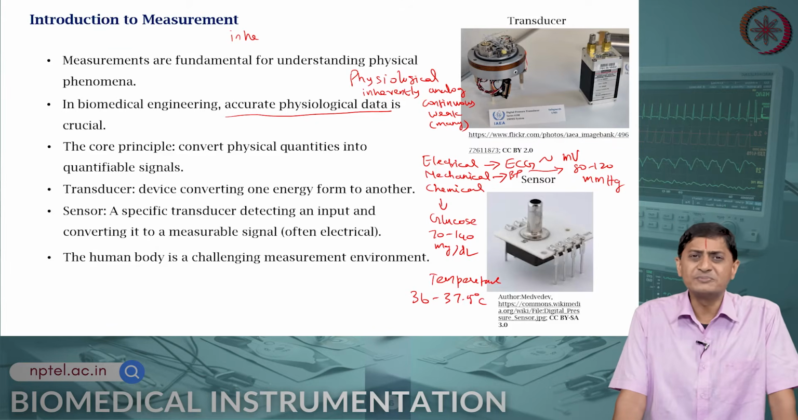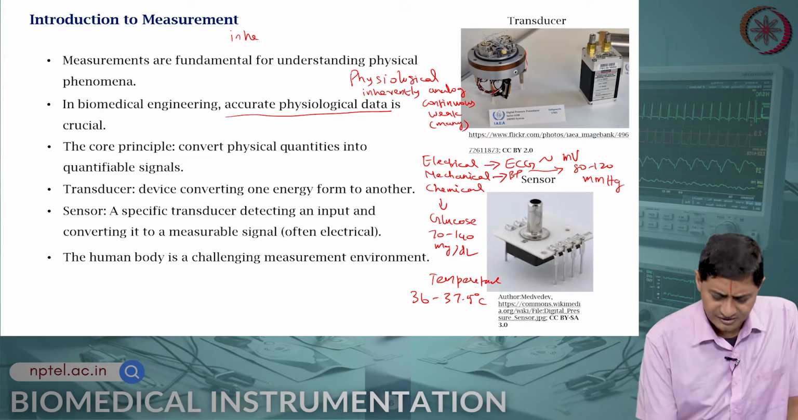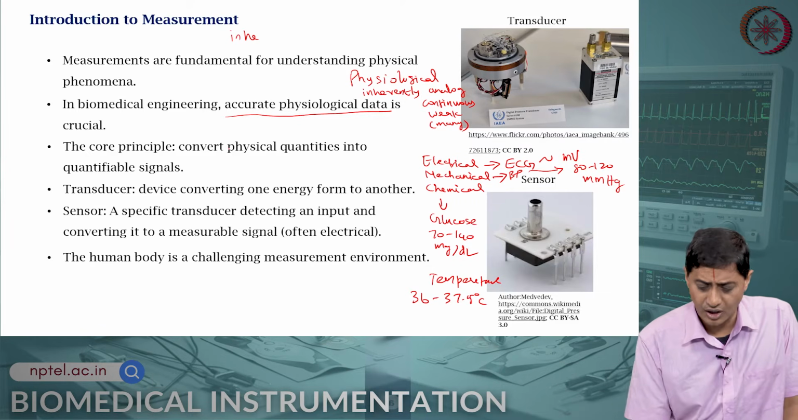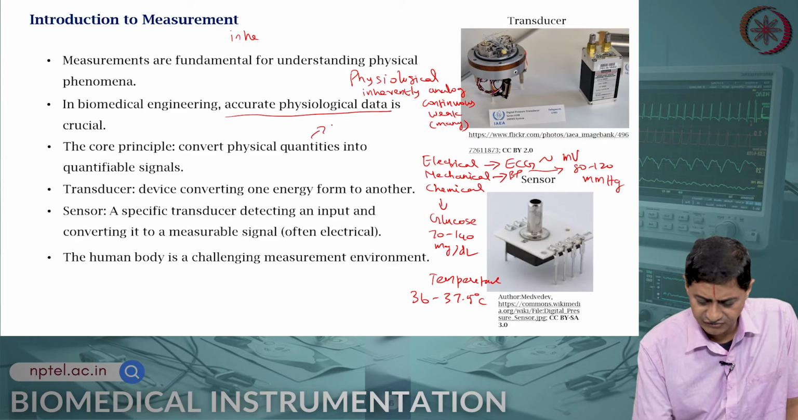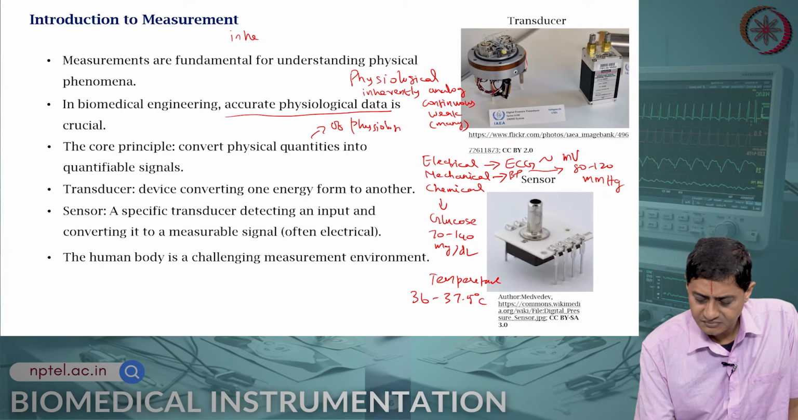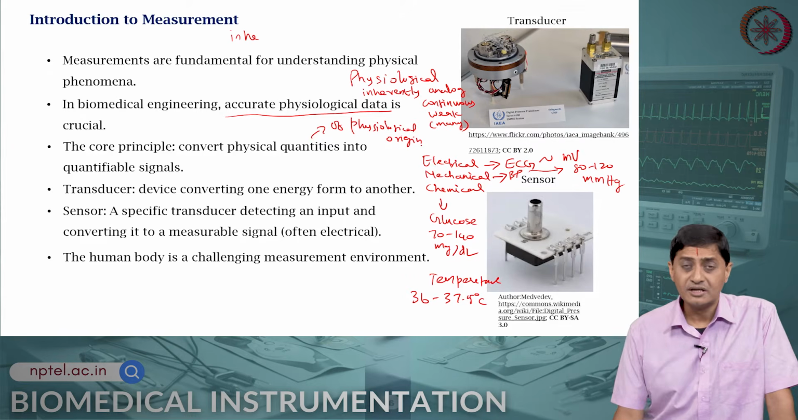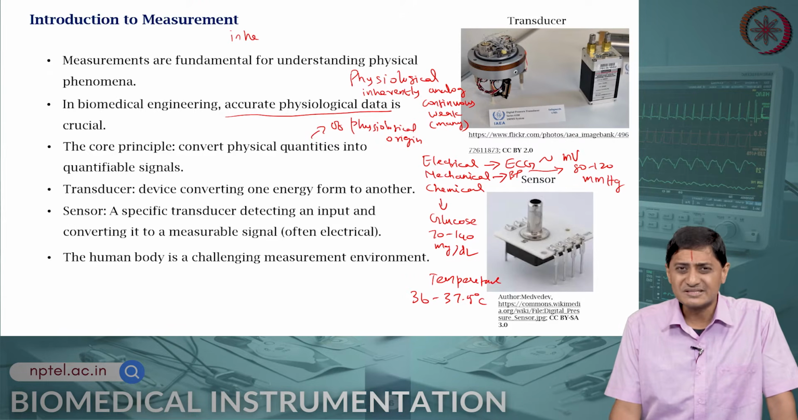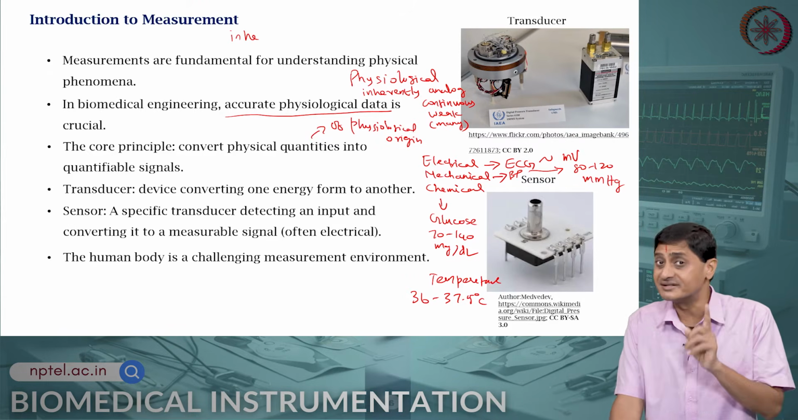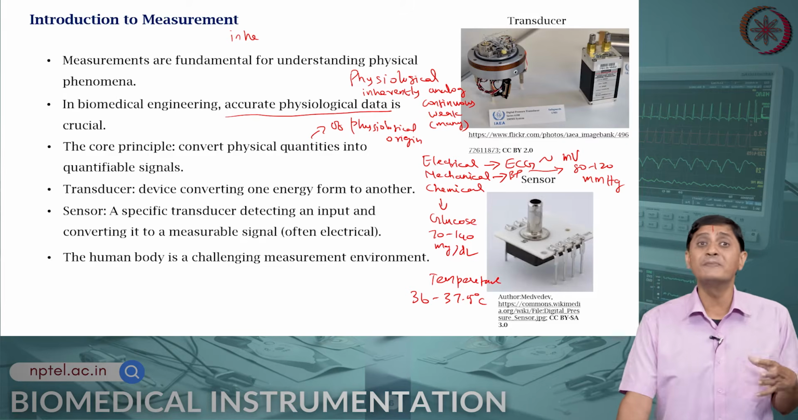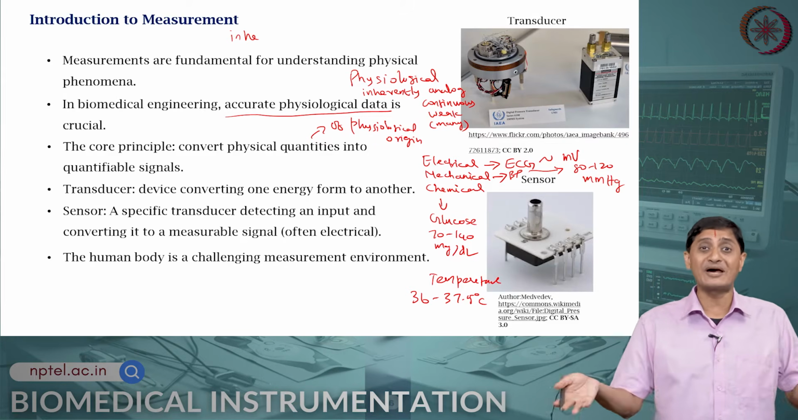The core principle is to convert physical quantities, in this case of physiological origin, into numbers, quantifiable signals with units. Very important. It cannot be arbitrary unit, because in that case you cannot compare.